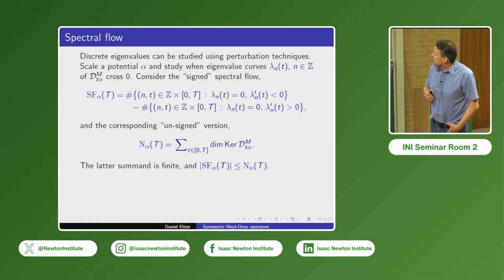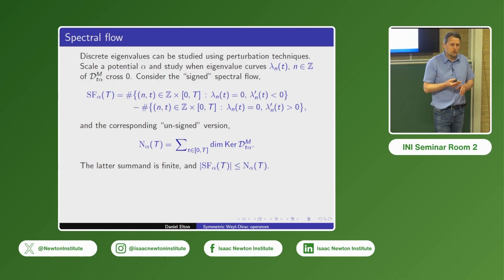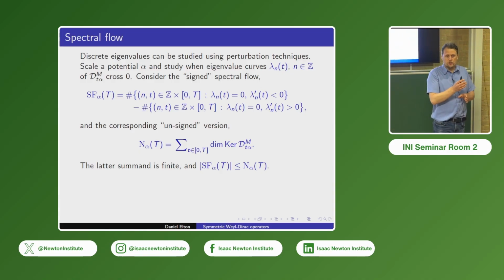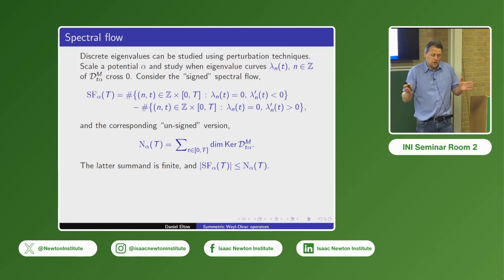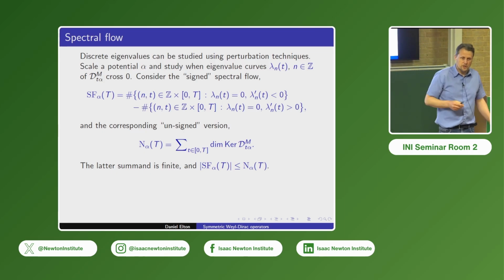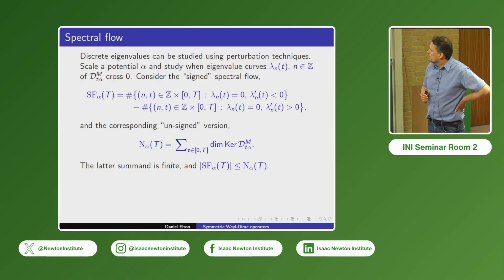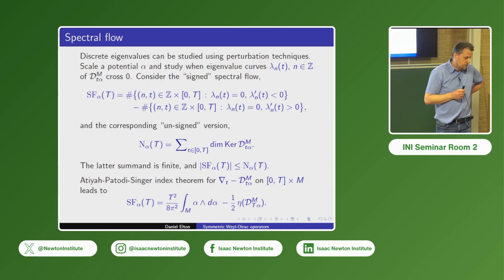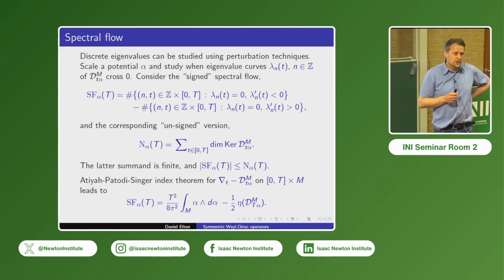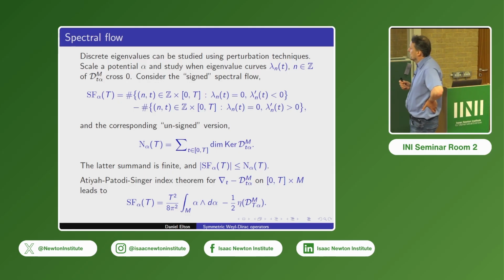You can also look at an unsigned version of the spectral flow. So that actually goes back to what I was looking at before. It's just counting the total number of crossings. Slightly less stable than the signed version, but it still gives an upper bound for the signed version. And it's a slightly different quantity measuring something similar. And there's a very nice result for this thing. There's an index theorem, an Atiyah-Patodi-Singer index theorem, and you can get a very nice expression for this spectral shift.